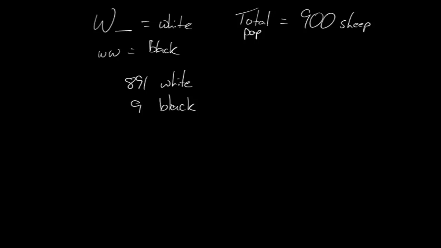Now, there's a problem with the white ones. Does anybody remember what the problem with the white ones is? You don't know which one. It could be big W, that's right. You don't know which, it could be either big W, big W, or big W, little w.